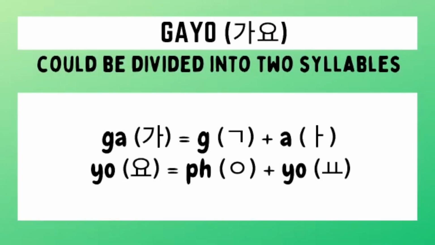How do you write gayo in Hangul? This is composed of two syllables. Let's start with the first one. To be able to write the syllable ga in Hangul, we need to draw first a giyeok character followed by an a character. For the second syllable yo, we need to draw first a no sound or a placeholder ieung followed by the yo character itself. And then we just need to combine the Hangul for each of these two syllables to form the Hangul of the word gayo. And that's how you write gayo in Hangul.